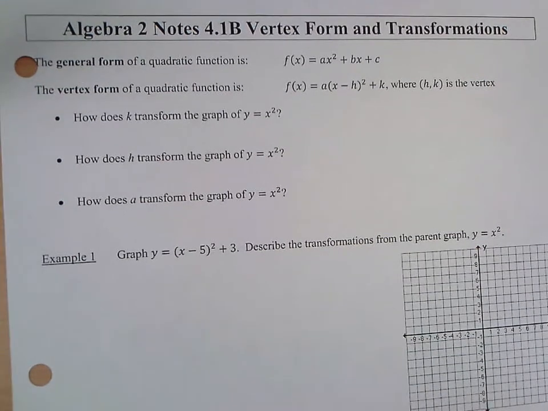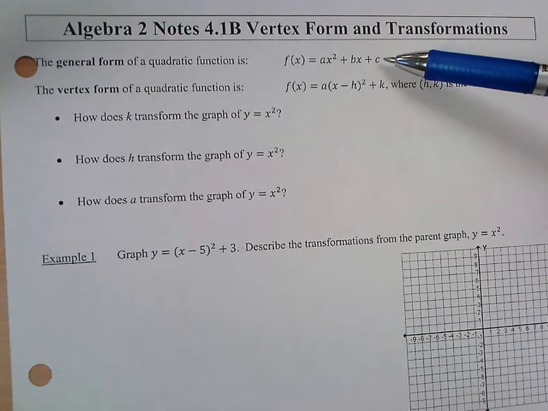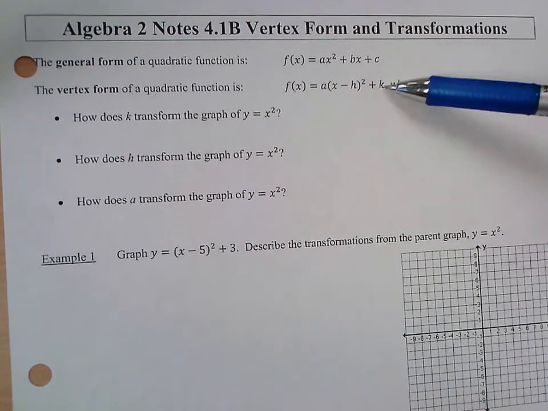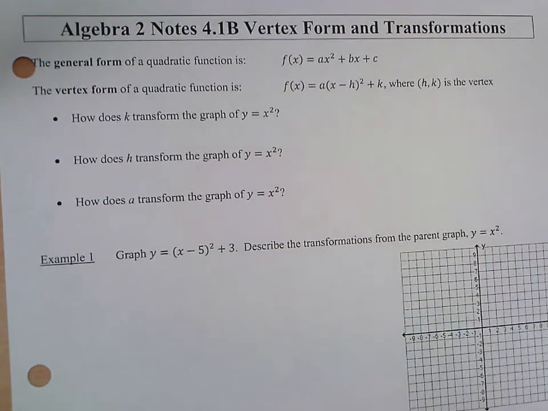So eventually, later in chapter 4, we're going to be looking at how we go from the general form to the vertex form. How do we rewrite it into this form? We're not doing that today. We will later on. So what I wanted to remind everybody of is these values, a, h, and k.